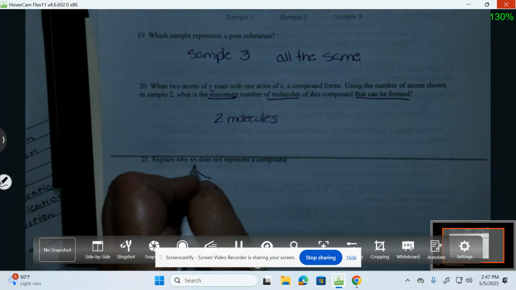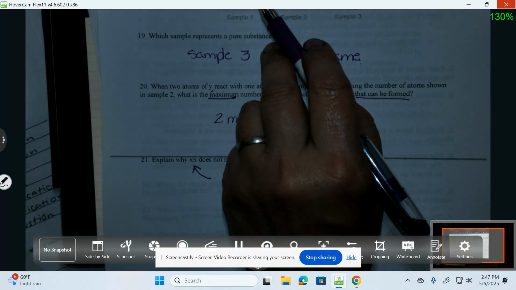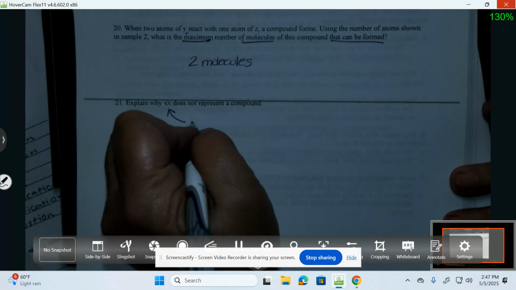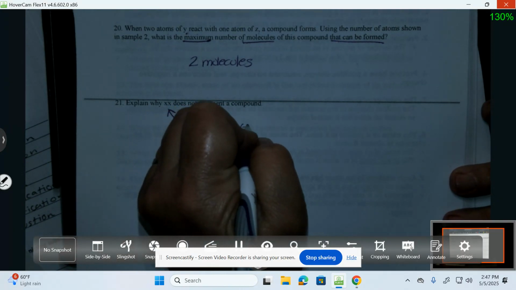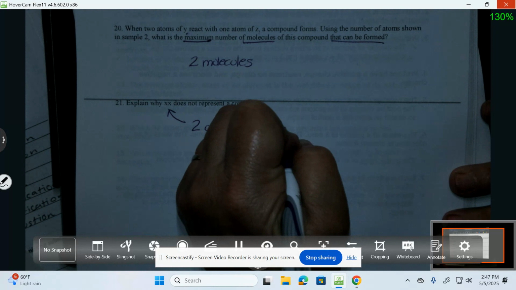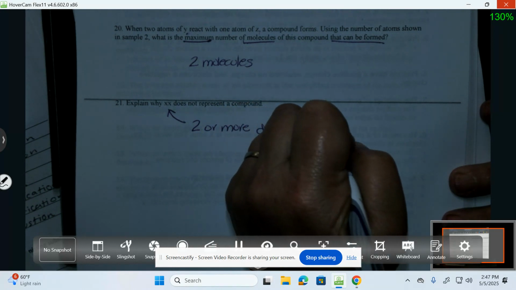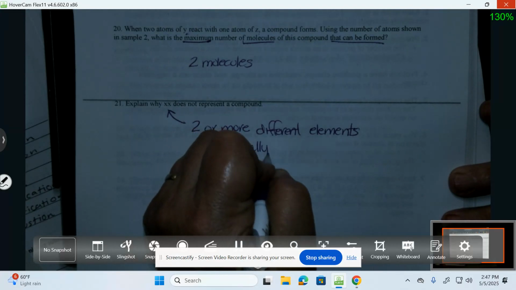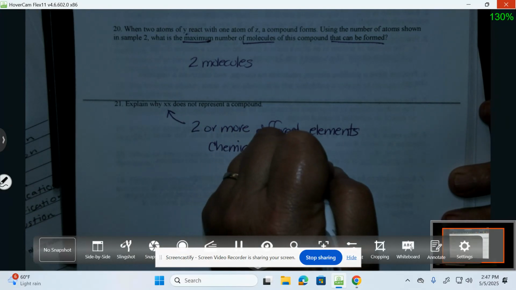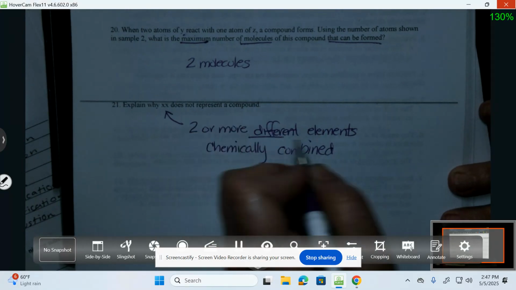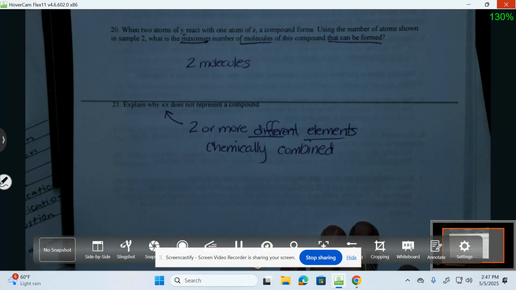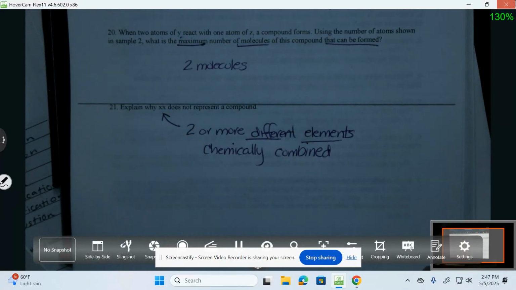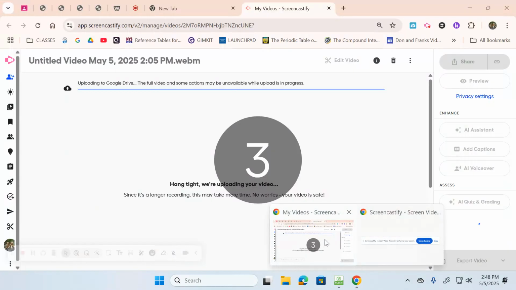Alright, explain why XX, this 2 right here, is not a compound. What's the definition of a compound? Different elements. Is XX different elements? No, they're the same. Okay, that takes care of Unit 1. Questions?